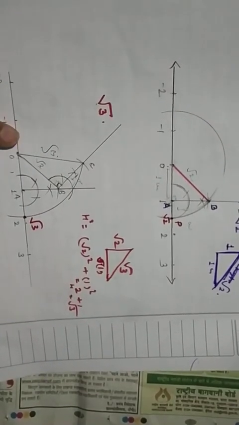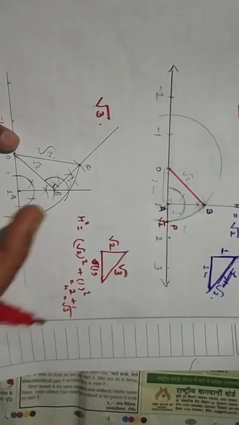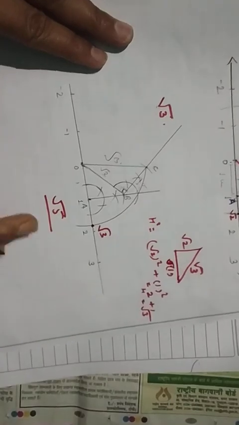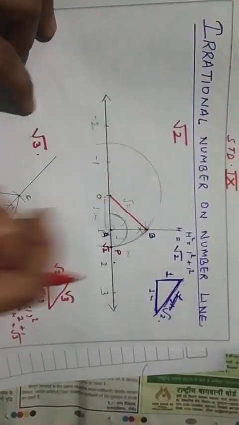Got it? So to draw under root 3 we need to draw under root 2 first. In the next video I will teach you how to draw under root 5. Till then practice this too. Okay.